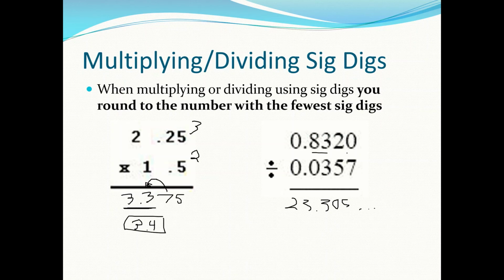So I need to find my Sig Digs. This has 4 Sig Digs. This has 3 Sig Digs. So I need to answer to 3 Sig Digs. So I would do the 3, and I would look at the one after. Well, it's 0, so I don't need to round up. So the correct answer to the correct number of Sig Digs, 23.3 would be the correct answer. Okay.